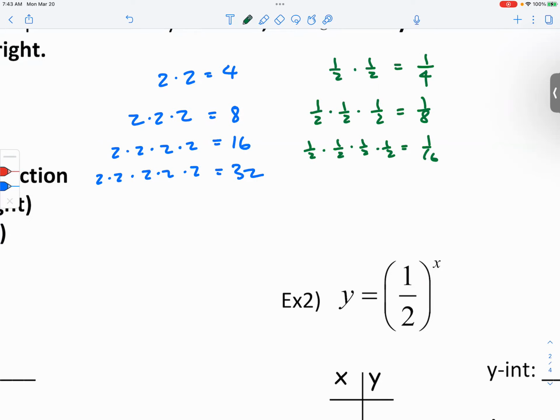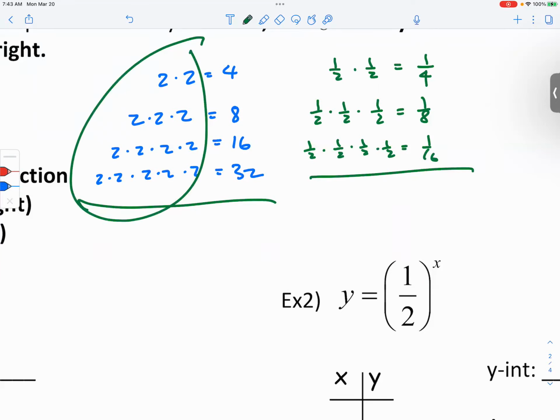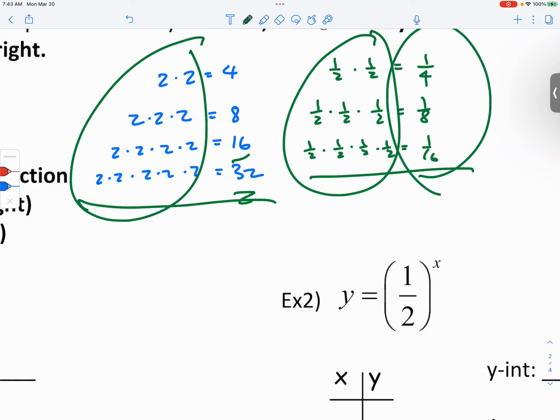And what can you see between these two groups of numbers? They're both multiplying, right? But one general trend I want you to see here: if the number is bigger than 1 and it keeps on multiplying itself, the numbers get bigger. If you have a fraction and the fraction keeps on multiplying by itself, it gets smaller. Now, I hope you understand this simple trend right here.